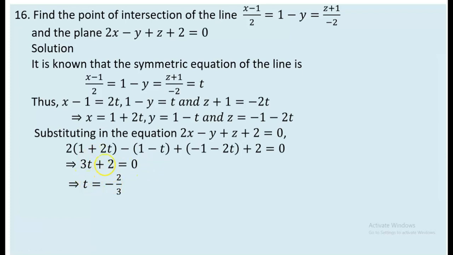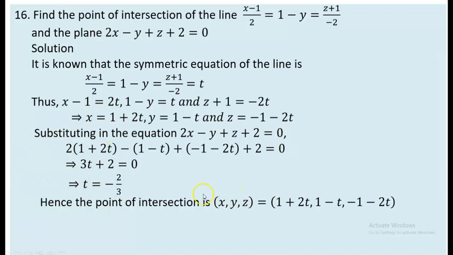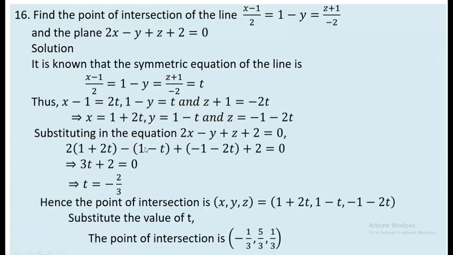Once you obtain minus 2 over 3, what you need to do is substitute minus 2 over 3 in the x, y, and z expressions, okay? When you substitute minus 2 over 3 in x here, you will obtain a certain number. Again take minus 2 over 3 and substitute here, and here as well. So you can now obtain the corresponding point, students. Substituting that, one can obtain this. So the point of intersection is going to be negative 1 over 3, 5 over 3, 1 over 3.